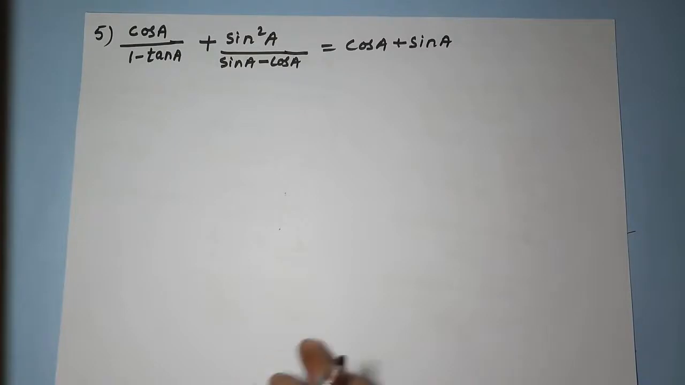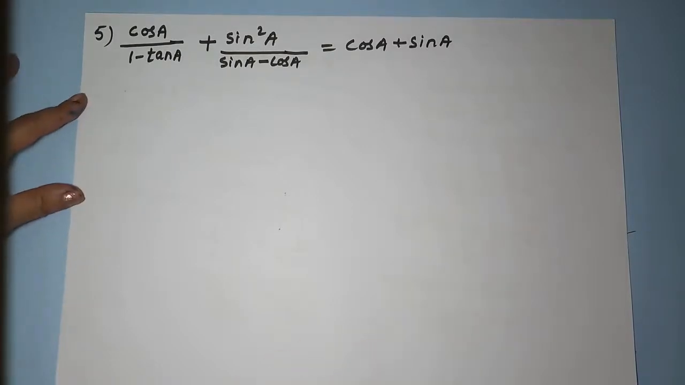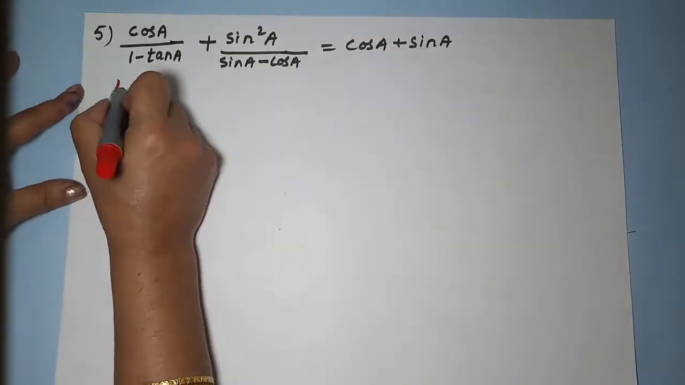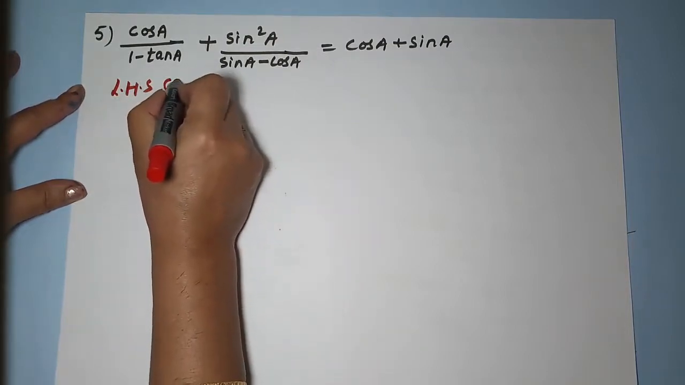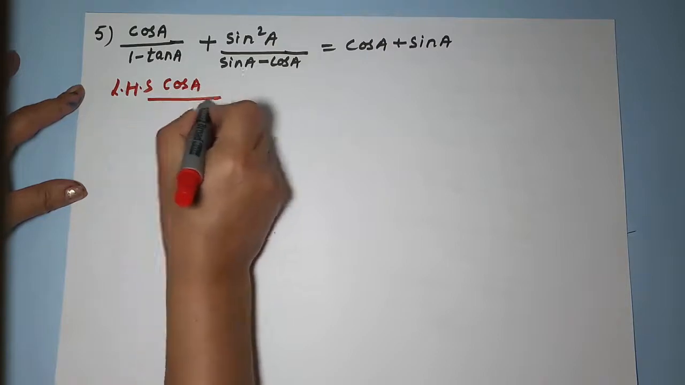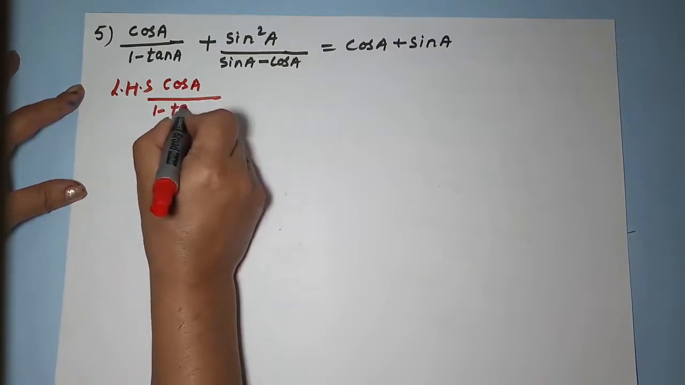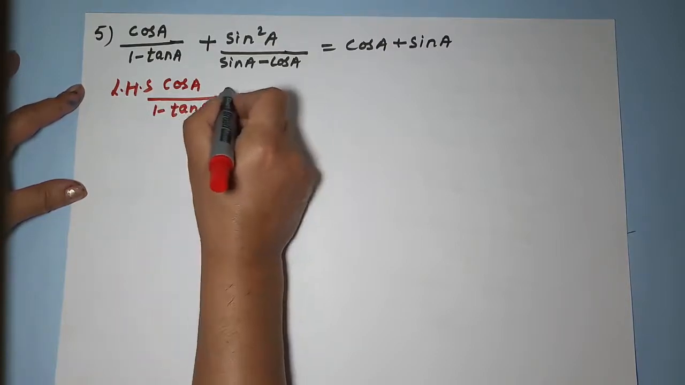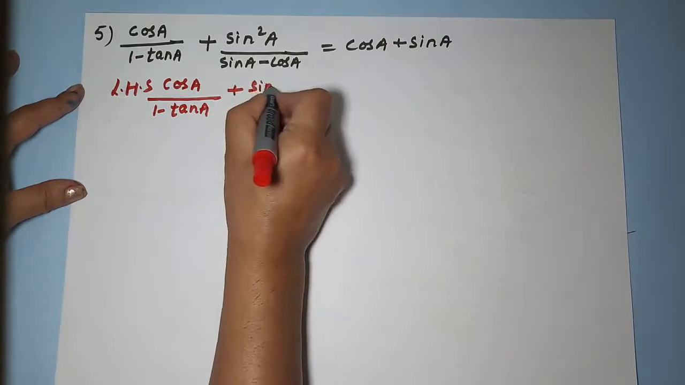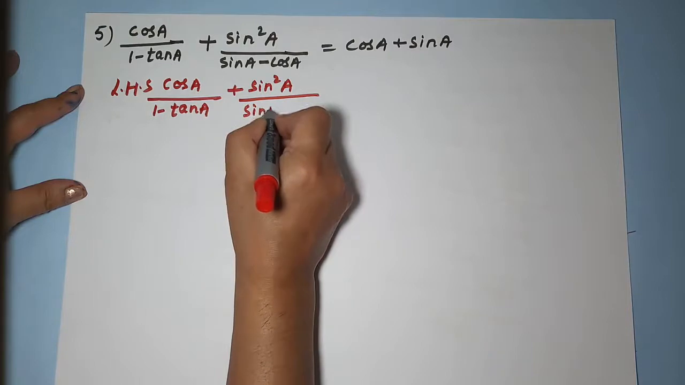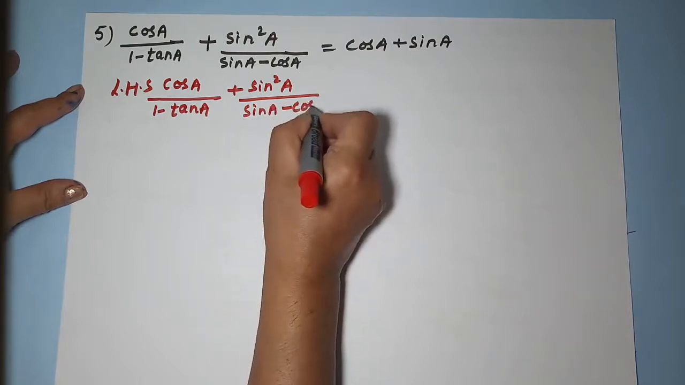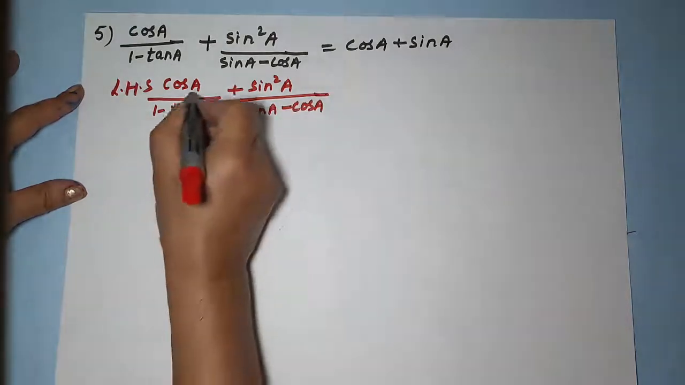Okay, one more type here. Let's write the left hand side. What is my left hand side? My left hand side is cos A upon 1 minus tan A plus sine square A upon sine A minus cos A. Right? So let's convert this tan A.